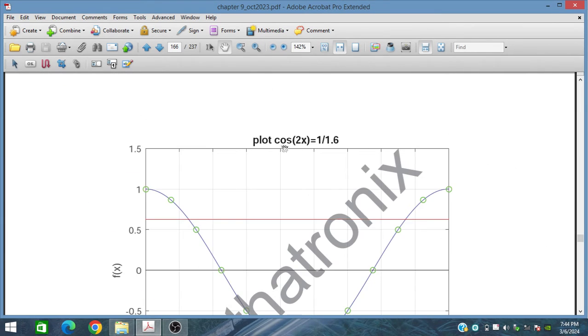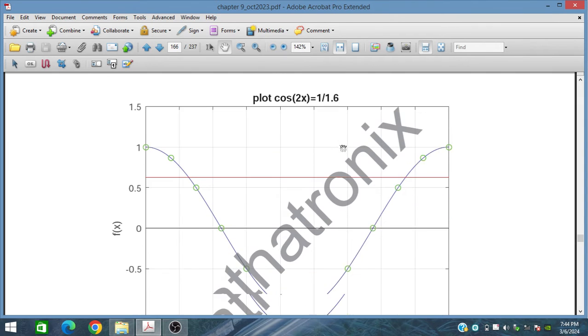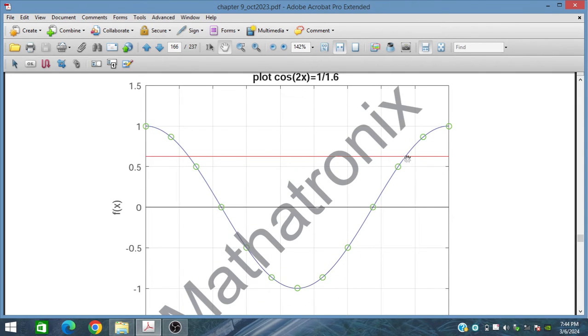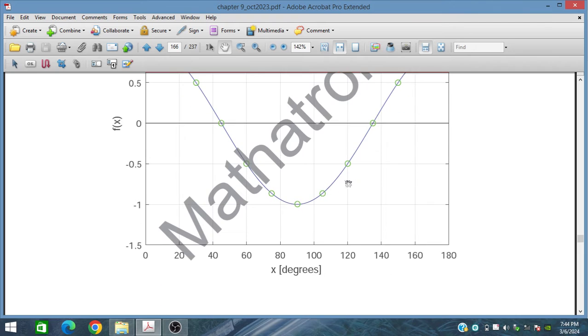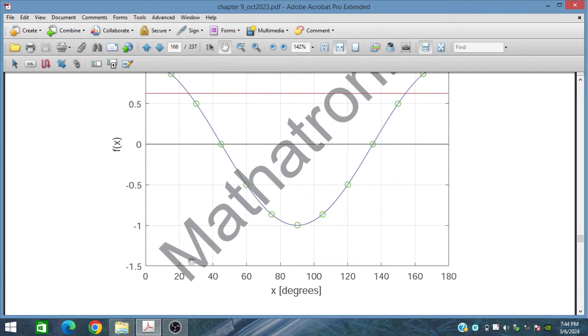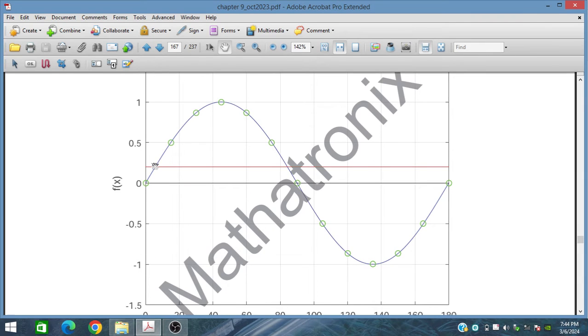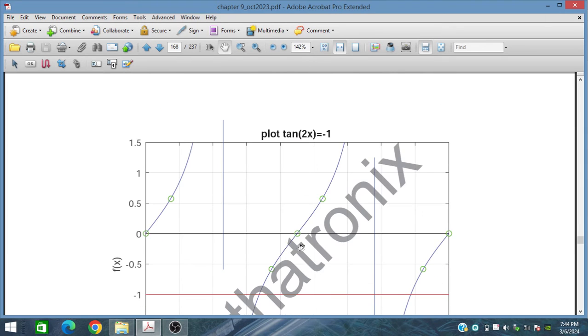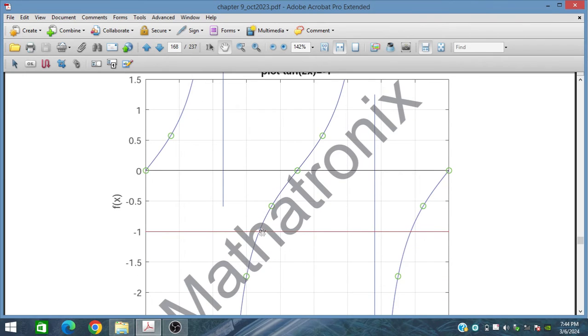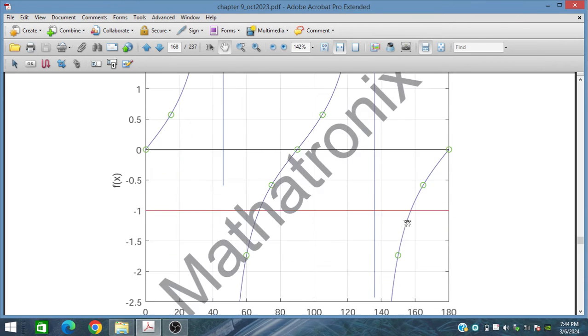And now we plot this. Cos 2x is equal to 1 over 1.6. So here we have this degree, from 0 to 180 degrees. Similarly, the other plots are also here. We have this in the first and second quadrant. For the third solution, tan 2x is equal to minus 1, we have this in the second quadrant and fourth quadrant.